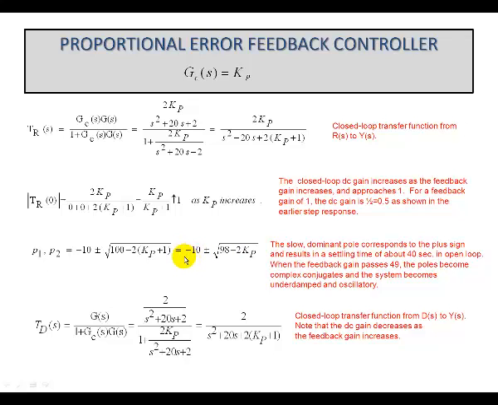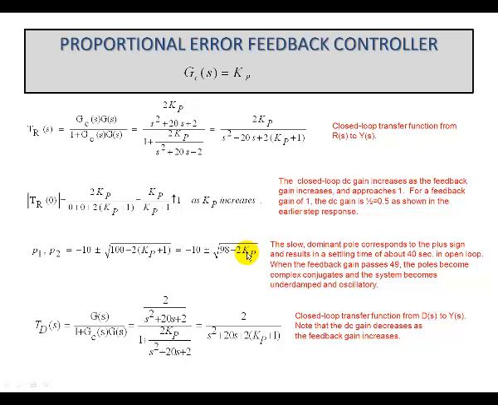So the slow pole is the one at minus 0.1, so that we have an exponential of e to the minus 0.1 t, or a time constant of 10 seconds and a settling time of 40 seconds. So that's why the open loop system is so slow. It has a very fast pole and a very slow pole.